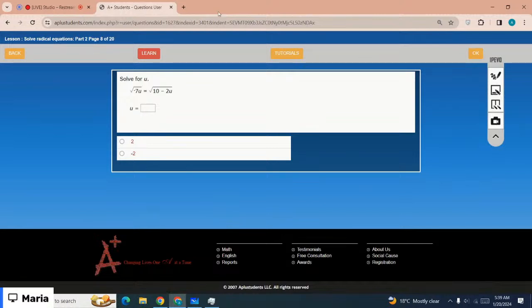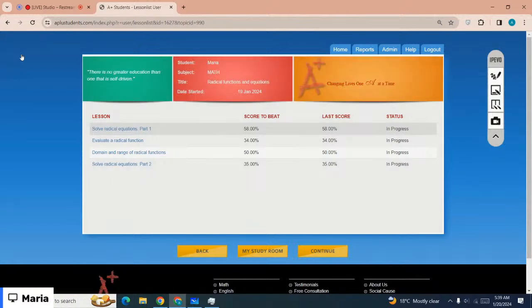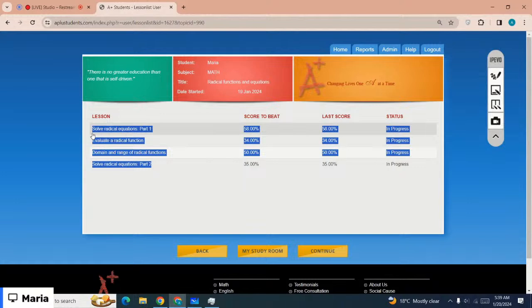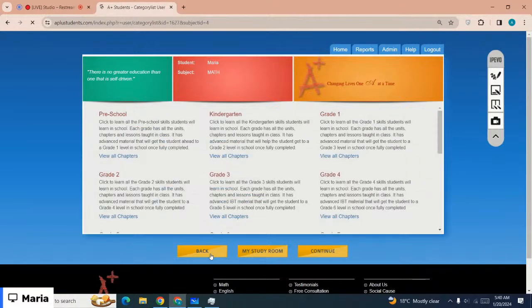Okay, so we were working on grade 9 math. The chapter we're working on is radical equations and functions. The lessons we have covered today are solve radical equations part 1, then evaluate a radical function, then determine range of radical functions, and the one I've just finished is solve radical equations part 2, right? So please make sure before the next session you complete all the practice questions for the lessons we just did. That is your homework until next session, right?